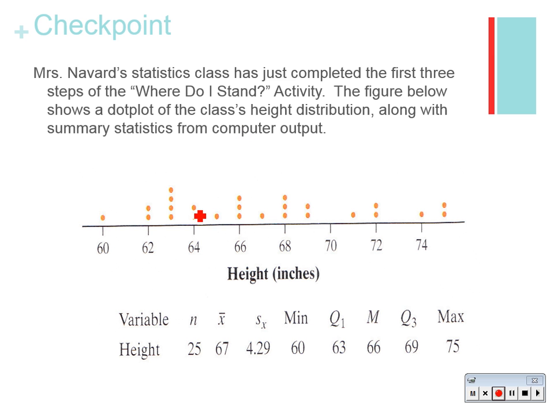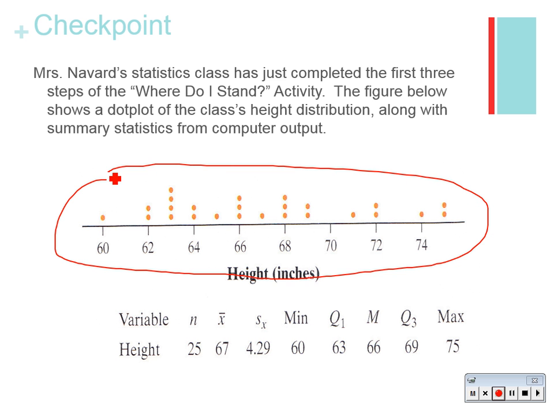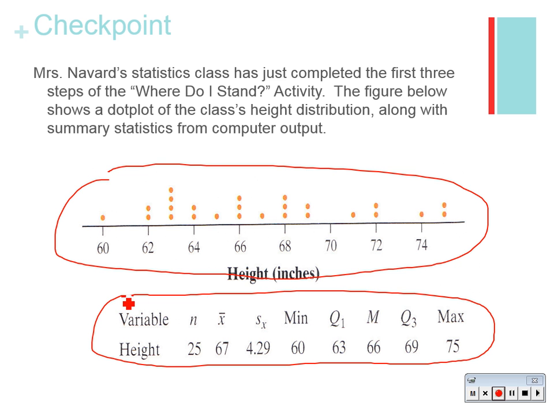So here's the dot plot that they came up with. And this represents all the different heights of the students in our class. And then you have this at the bottom. Let's just talk briefly about what's in here. So you have the value of n, which is 25 students. Here's the mean, x bar, 67. Here's the standard deviation, 4.29. And then they give you this at the end. Here's the 5-number summary, which would speak a little bit to percentiles if we needed to do some different things with that.